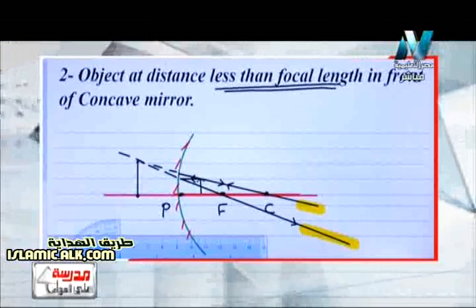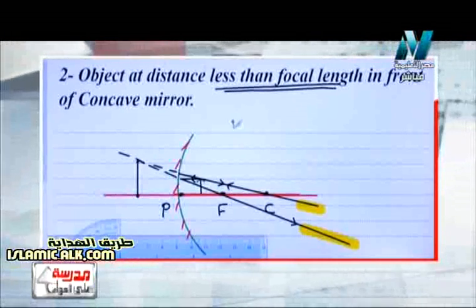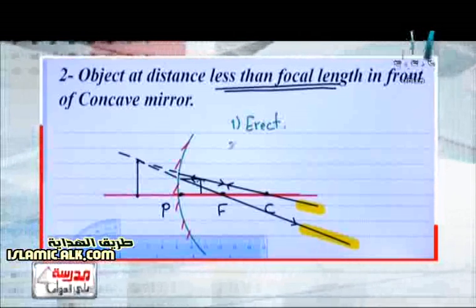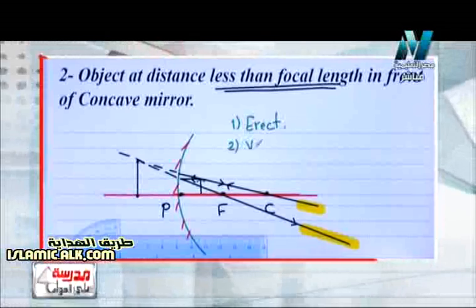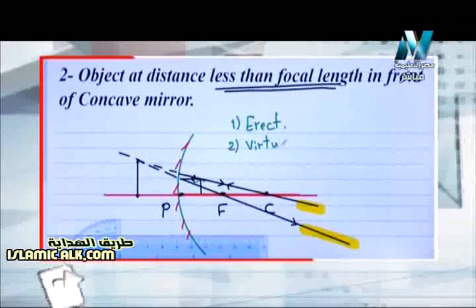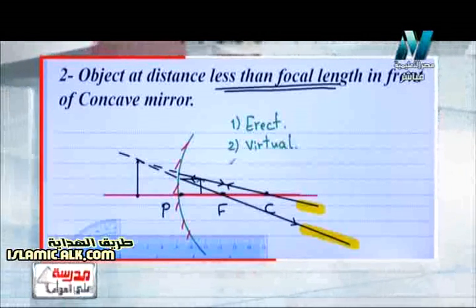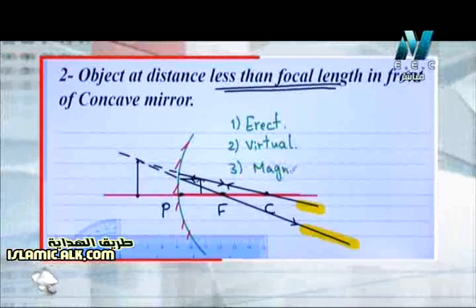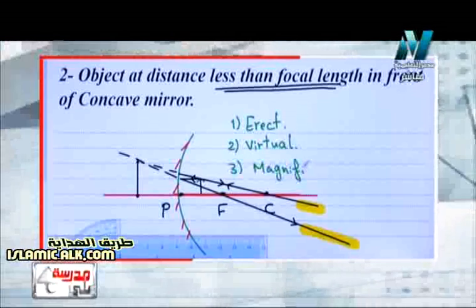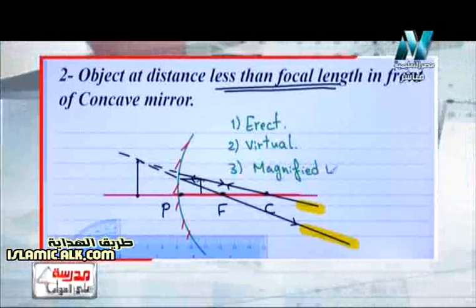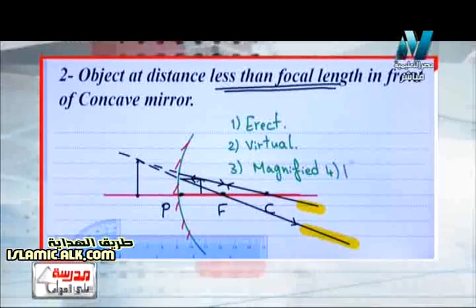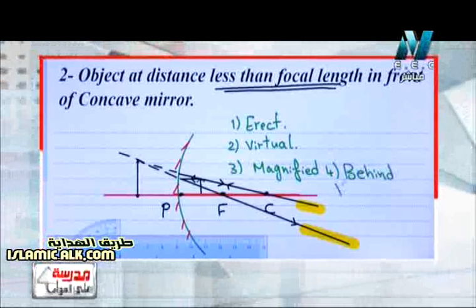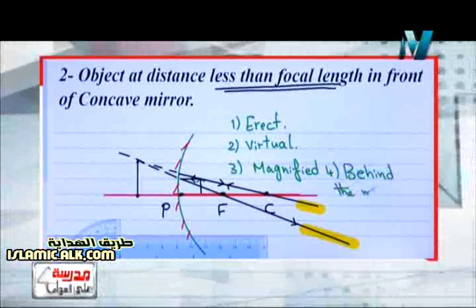So the image here is number 1 erect, number 2 virtual, meaning it can't be received on the screen, number 3 magnified, and number 4 behind the mirror.